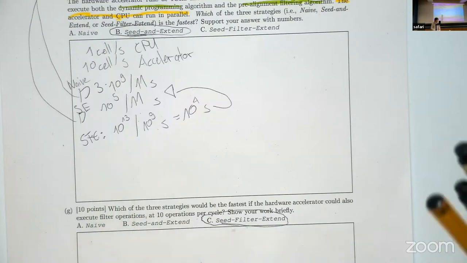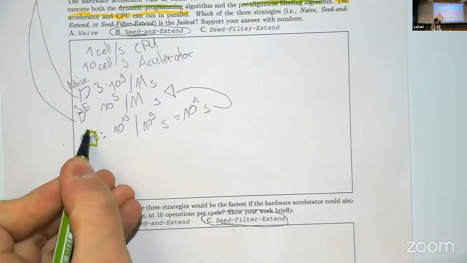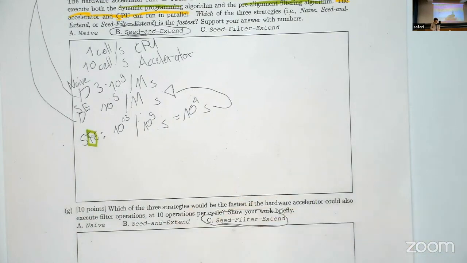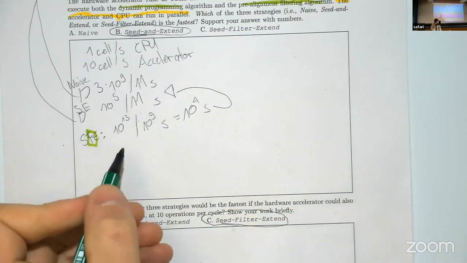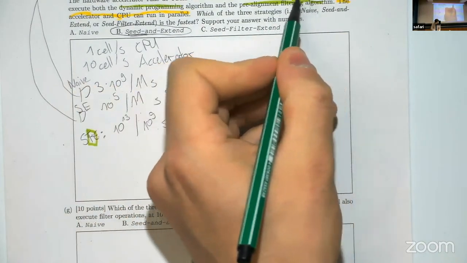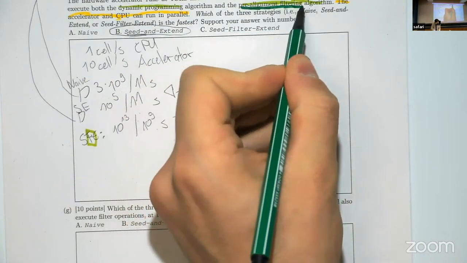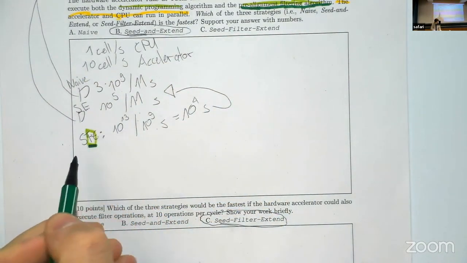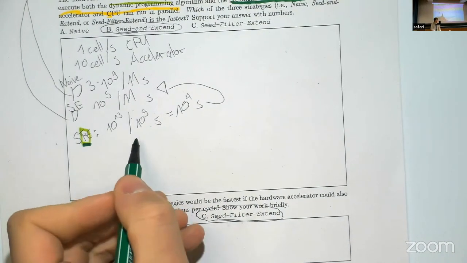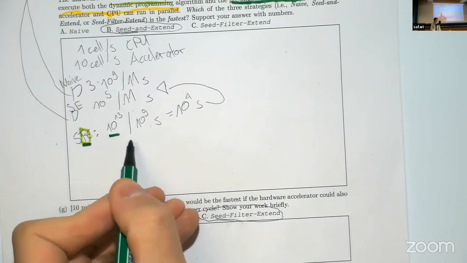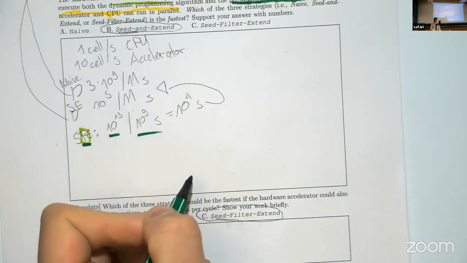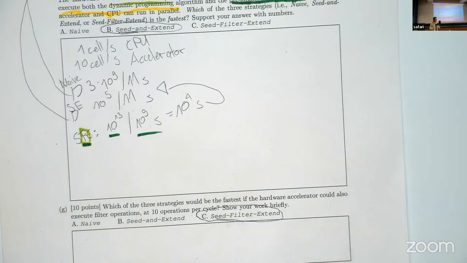And how I did that is I just showed that filtering alone, the F in seed filter extend, which only the CPU can do. So I'm saying if only the CPU can do filtering, we're getting the number of filtering operations divided by the CPU throughput. And just that part of the work alone is already slower than doing the full seed and extend with the help of the accelerator. Is that good? But otherwise, yeah, you could, of course, calculate the full runtime if you wanted to.